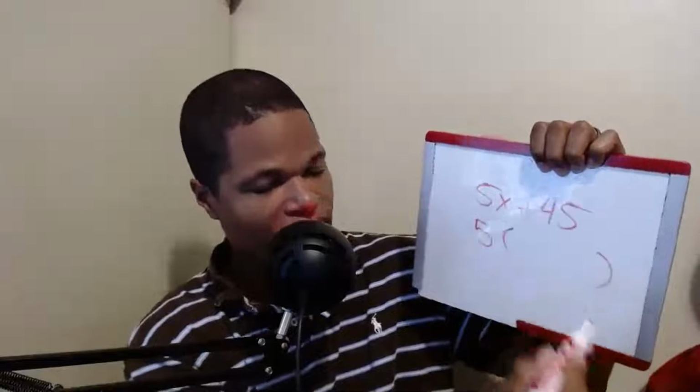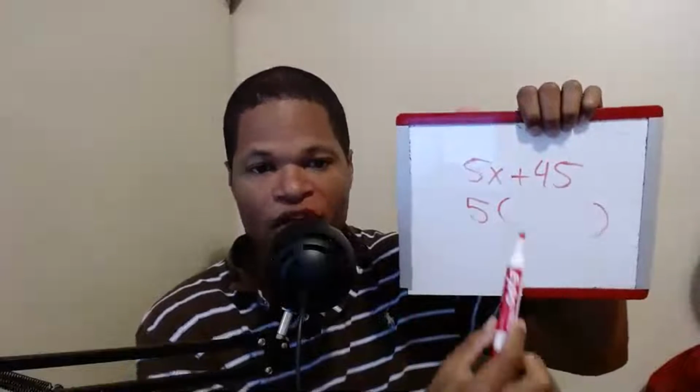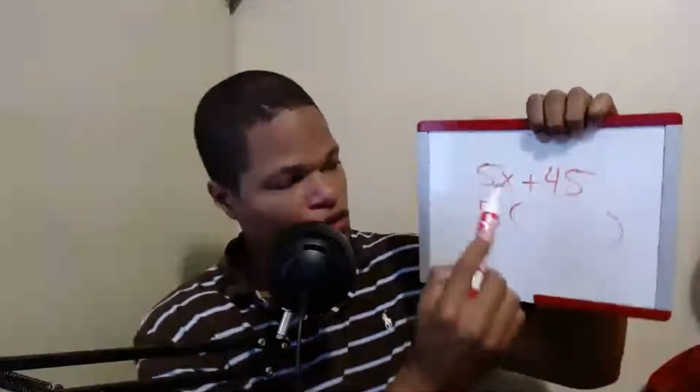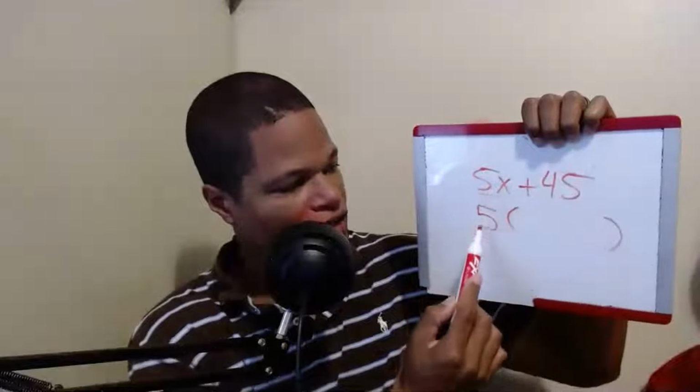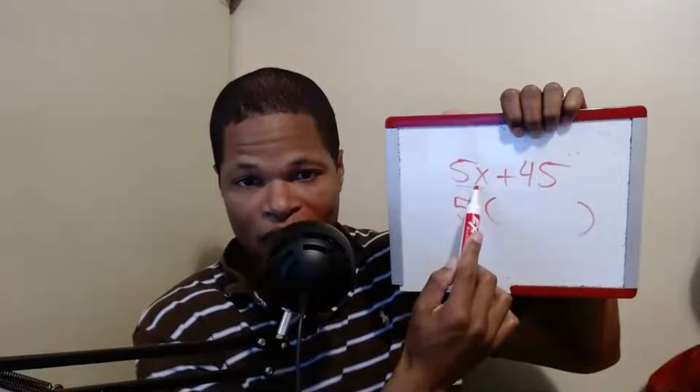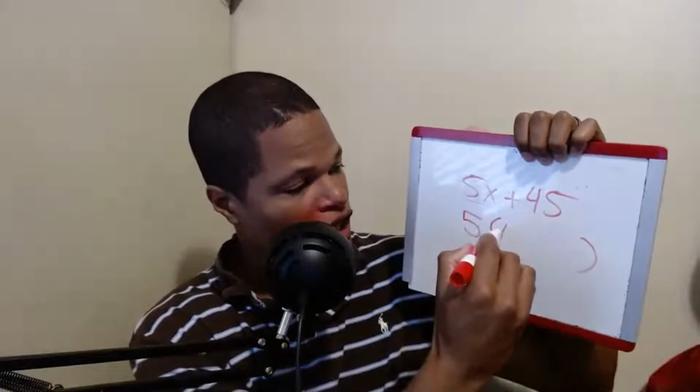And then in parentheses, this is the part you've got to think about. You want to take your current polynomial and divide it by the GCF. So you start with the first term, 5x divided by 5. Well, 5 divided by 5 is 1, and you're still left with the x. So you can either say 1x.